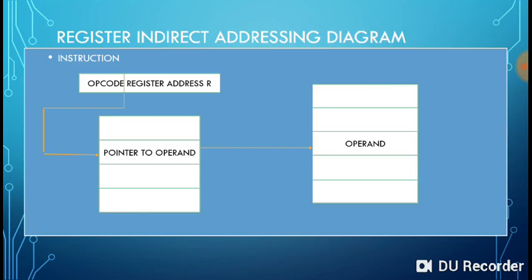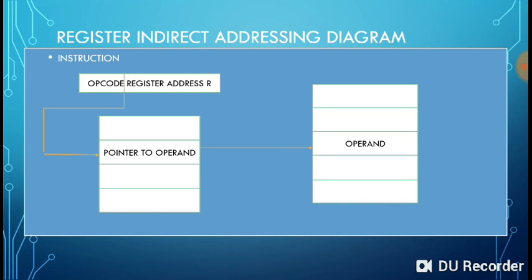So the next is the register indirect addressing method. This is somewhat similar to what we studied a few minutes ago, that is the indirect addressing method. It is somewhat similar to the indirect method, but there we use an address for the processing of the instruction. Here we use a register to store the operand temporarily and get access to it.